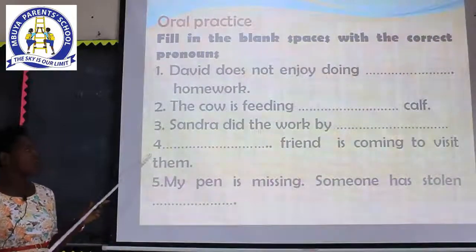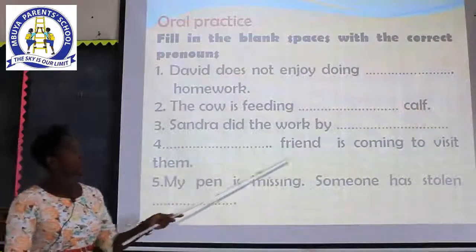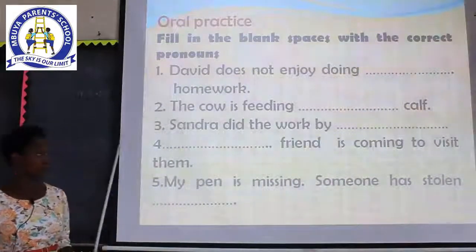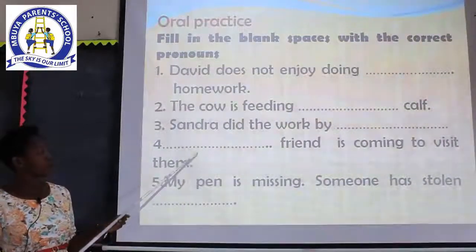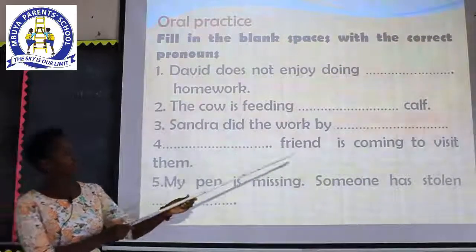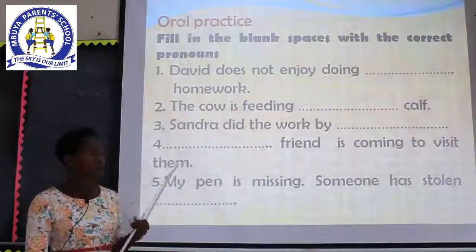Let us look at number 4. Dash friend is coming to visit them. So here we are going to say their friend is coming to visit them. These ones are many. Their friend is coming to visit them.